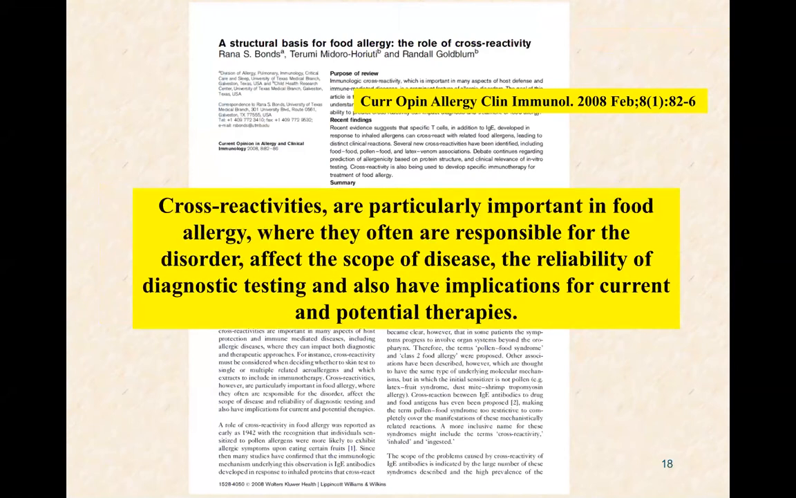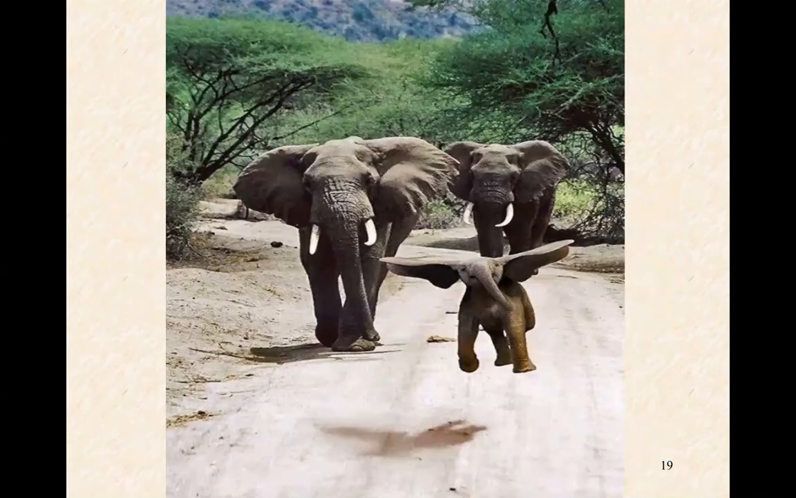Cross-reactivities are particularly important in food allergies, where they often are responsible for the disorder affecting the scope of the disease, the reliability of the diagnostic testing, and also have implications for current and potential therapies. So we're going to fly now. Here we go.